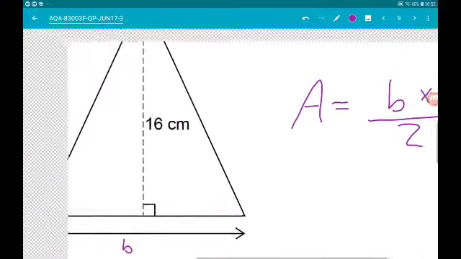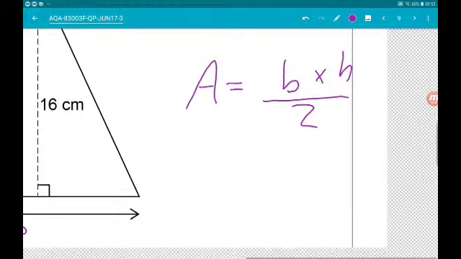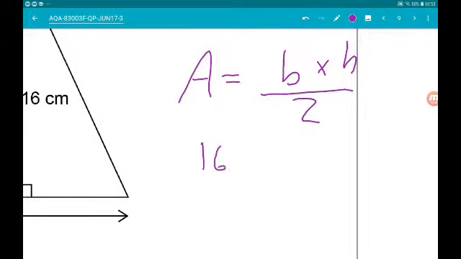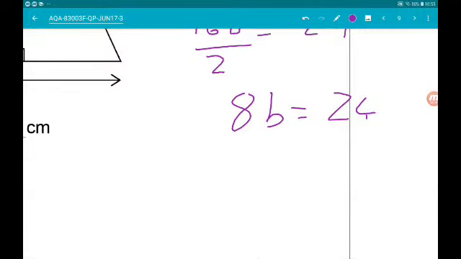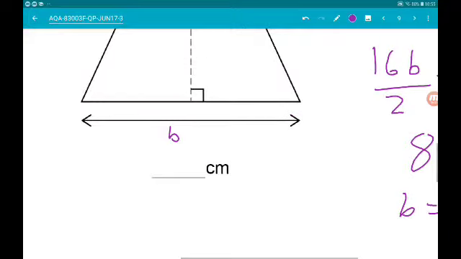Now here we know the height is 16, so we know 16 times the base over 2 is equal to 24. Why have I written A then? Now 16 over 2 we know is 8, so 8 times the base is equal to 24, so the base is 24 over 8, which is 3. Cool.